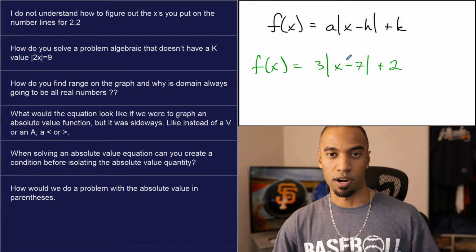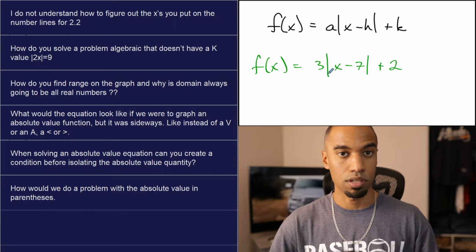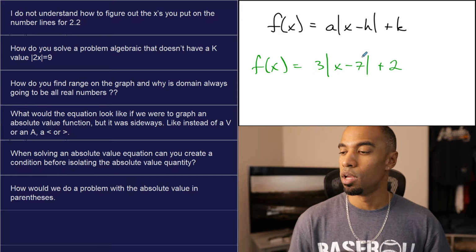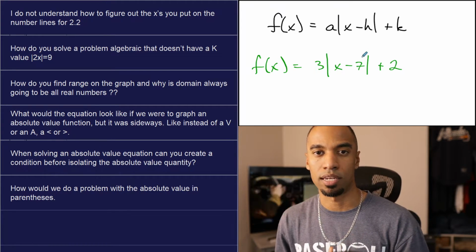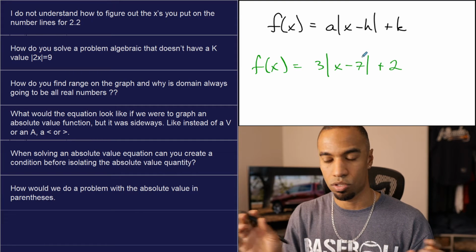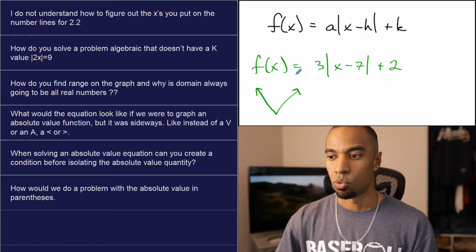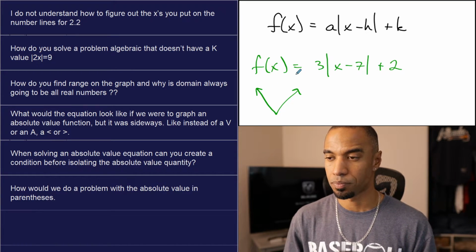Can I plug in 0 for x, 1 for x, 100 for x, and a billion for x? Yeah, I could just subtract 7, take the absolute value, all that kind of stuff. There's nothing wrong with it. Negative 20, negative pi, negative square root of 19. Yeah, there's nothing wrong with substituting those values for x. It's all real numbers. The graph goes forever left and right. The reason domain's all real numbers is because it goes forever left and right.